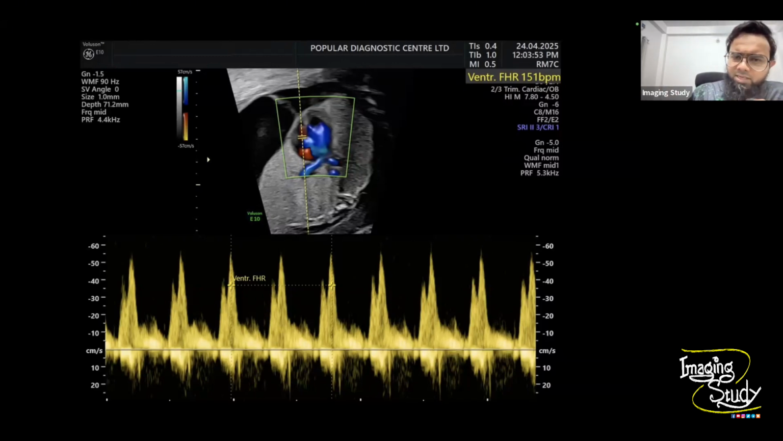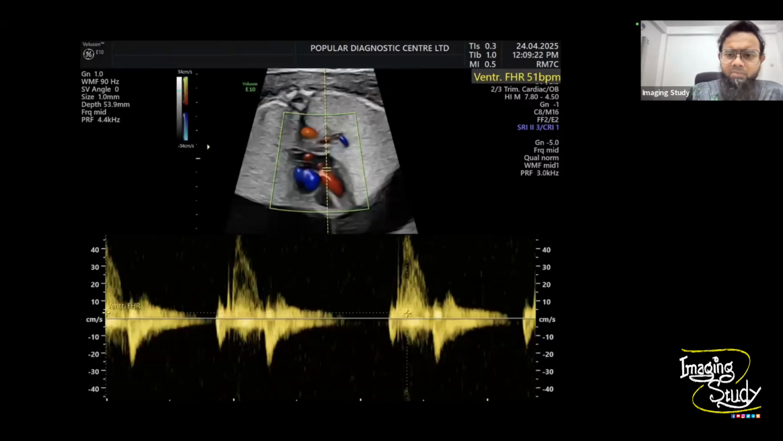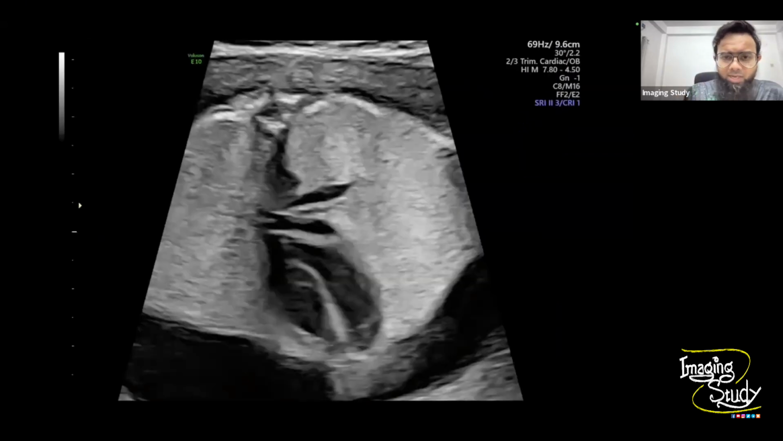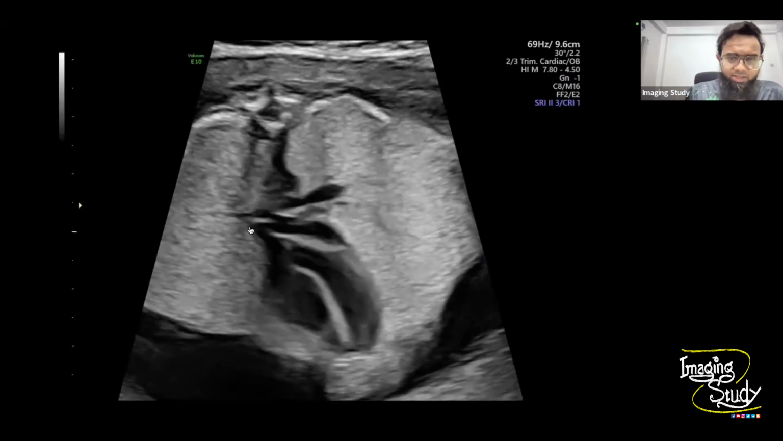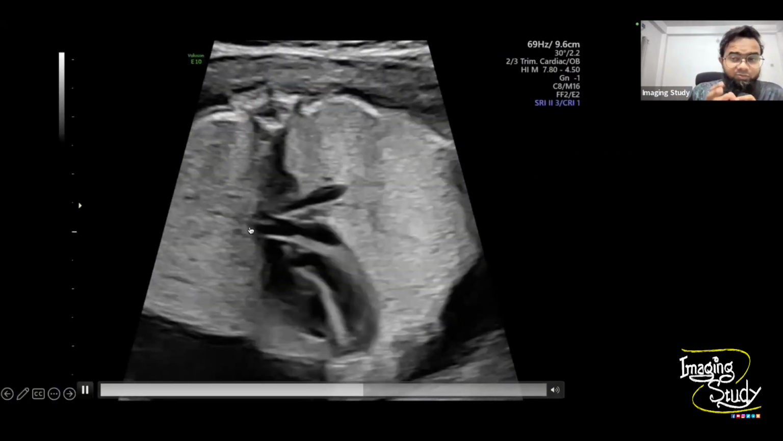But after a few minutes, I saw that the heart doesn't look quite normal during pulse. So I checked the pulse rate. The heartbeat became 51 beats per minute, which is not very good. So the heart pumped very slowly. Like you see, now it's pumping. So it's the last stage of bradycardia.